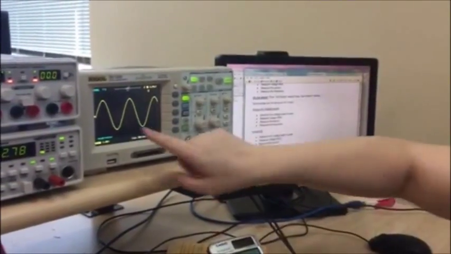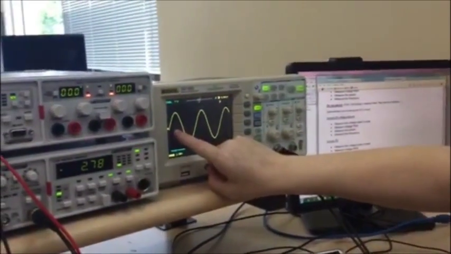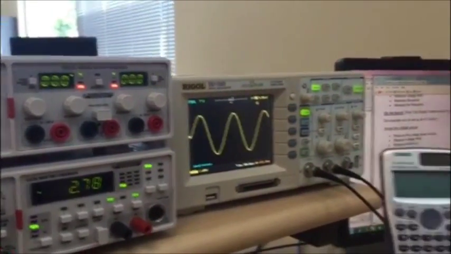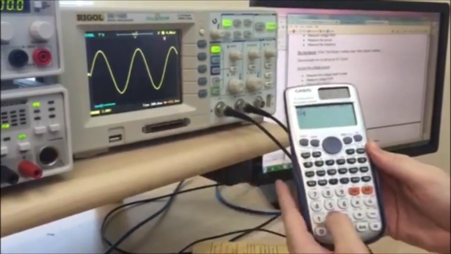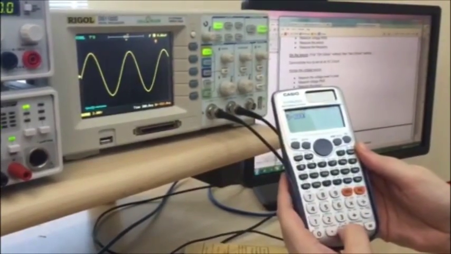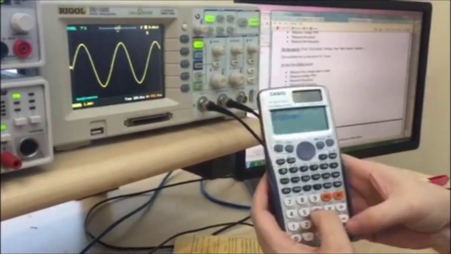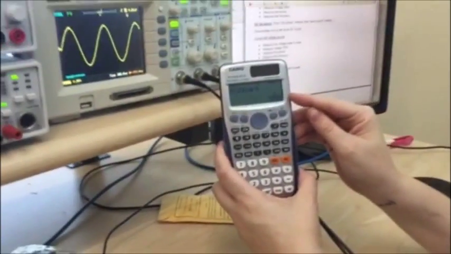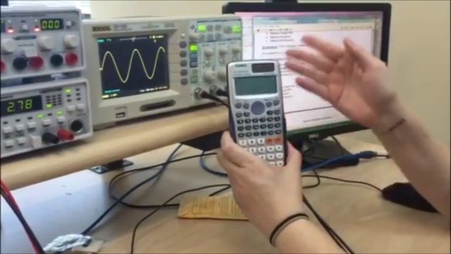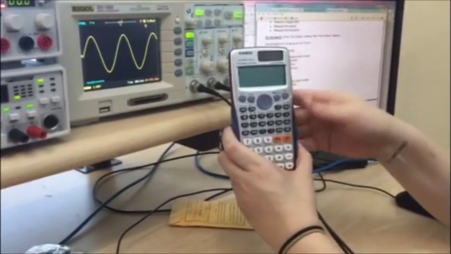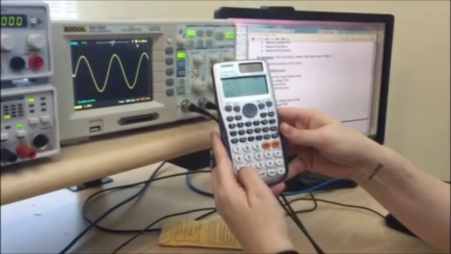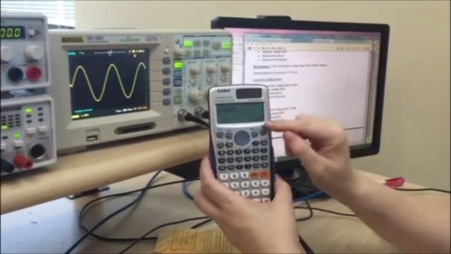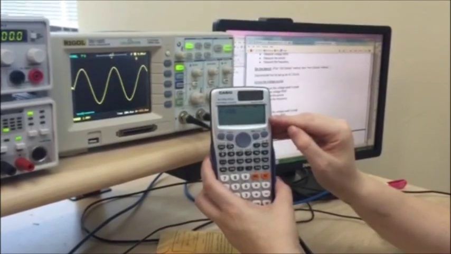Read the period. So we're doing it old school. We're going to count the number of divisions, which is 1, 2, 3, 4, 5 for 1 full wave. So we're going to take 5 times 200, because that's the seconds, and then times 10 to the negative 6, and that gives us 1 over 1,000, which is our 1 millisecond. Okay, so now we're going to measure frequency, and frequency is just 1 over time. So we're going to do 1 divided by that, and that gives us our frequency, which is also 1 times 10 to the EE negative 3.